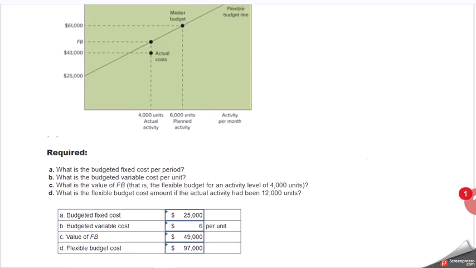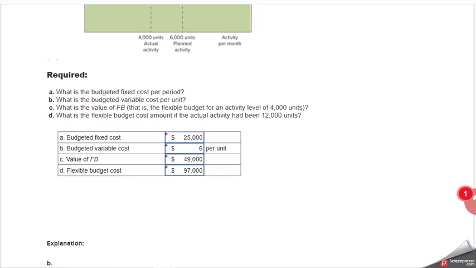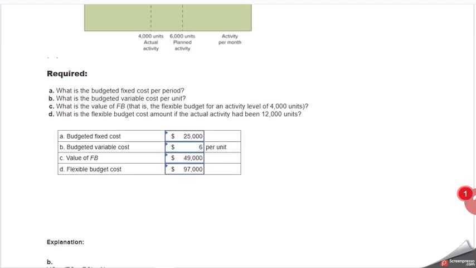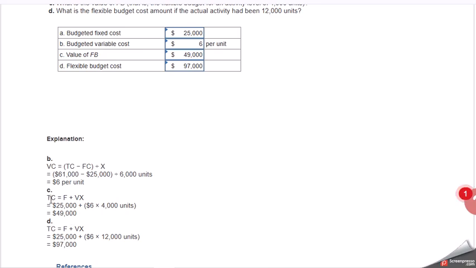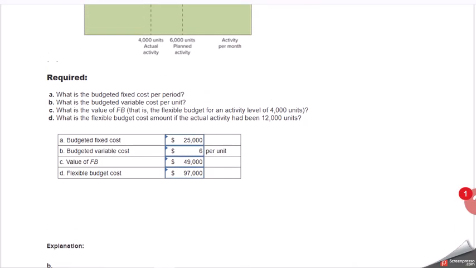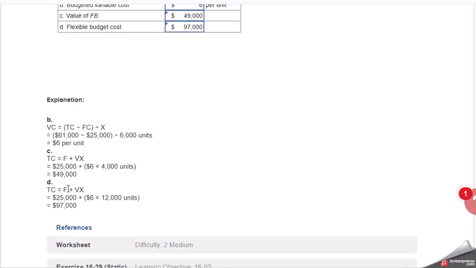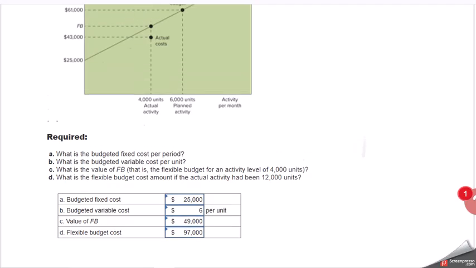The value of the FB, the flexible budget, at 4,000 units: now we can put it into that formula that we did a few chapters back. So 4,000 times the $6 per unit would give us 24,000 plus our fixed expenses of 25. So our total costs are our fixed cost plus our variable costs. And then what if the flexible budget activity is 12,000 units? Again, same formula, fixed cost plus variable, 6 times the 12 would give us 97,000.